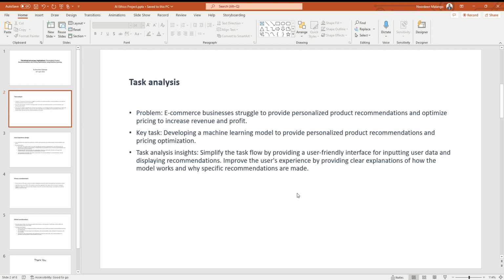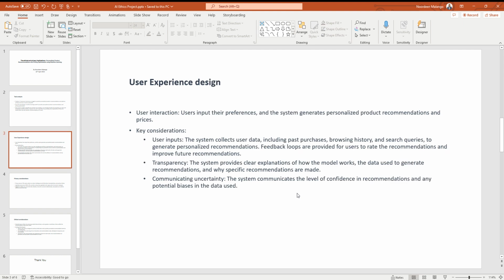In terms of task analysis, the insight that we're going to get is simply the task flow, by providing a user-friendly interface for inputting user data as well as displaying recommendations. And this will in return improve the user's experience by providing a clear explanation of how the model actually works and why the specific recommendations are being made.